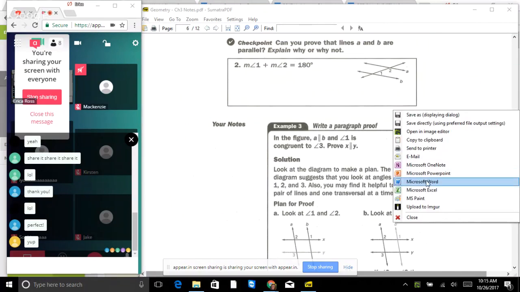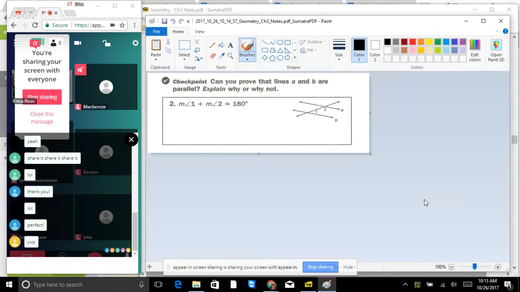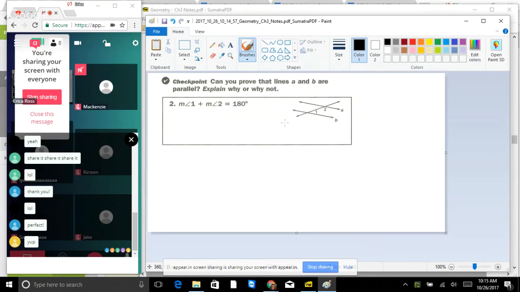All right, so first up we have, can you prove that lines A and B are parallel? Explain why or why not. Okay, so if you know this, you can type it in the chat. We have that the measure of angle 1 plus the measure of angle 2 equals 180 degrees. So that should set off alarm bells in our head that equal 180 degrees. That's supplementary angles, right? That means that 1 and 2 are supplementary angles, right? And what do we know about supplementary angles?